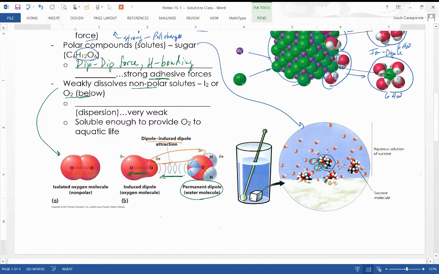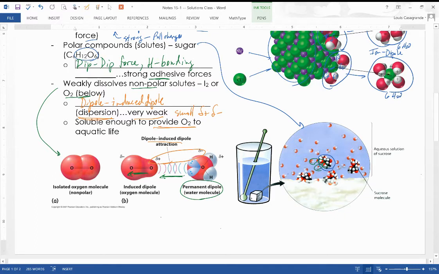Let's write that up here. It's a dipole-induced dipole interaction. This is what the nature of dispersion forces is. They're very weak because they have very small delta plus and delta minus, very small positive and negative charges. But they're strong enough to provide enough oxygen in solution for aquatic life to breathe.